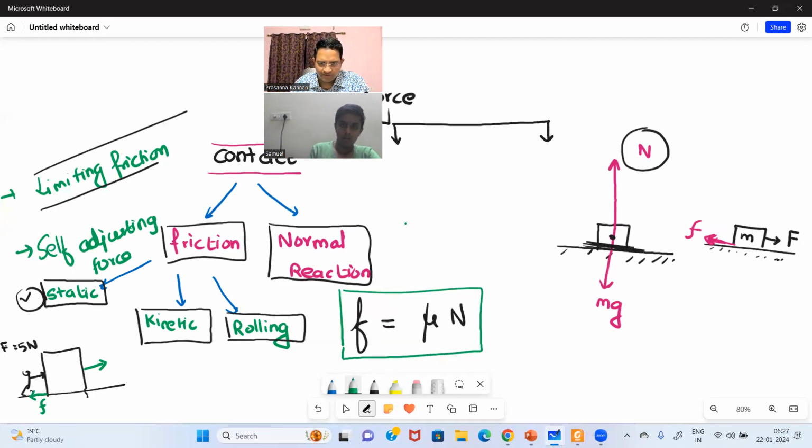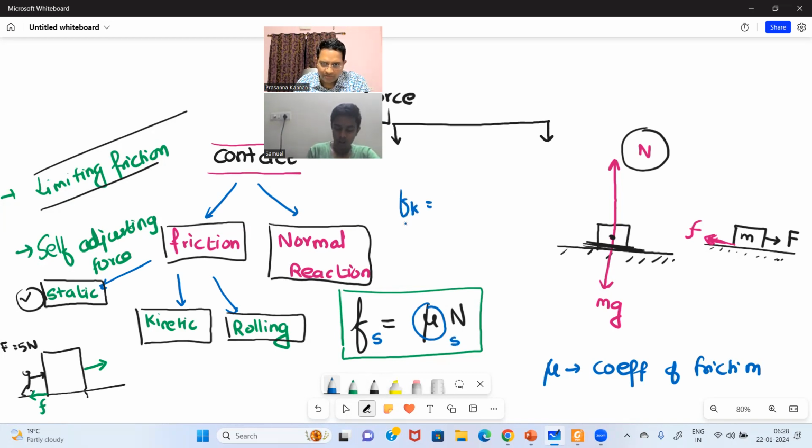Mu is a coefficient, there is no dimension for mu. Mu is called the coefficient of friction. If we are talking about static friction, then this will be mu s. If it is kinetic friction, then the value will be different. Fk will be equal to mu k times normal reaction. All right.